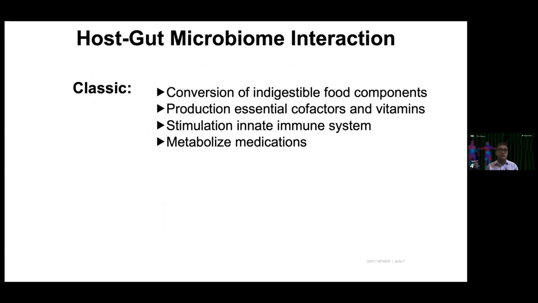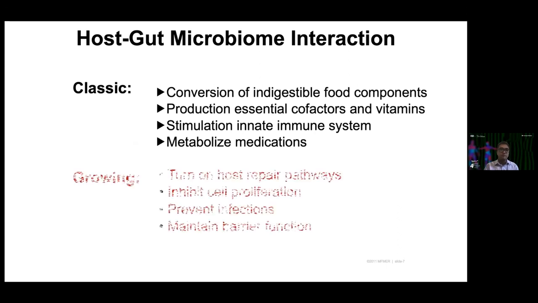This is really old news, that the microbiome within our gut is essential for converting indigestible food components and producing essential nutrients that we need. It's responsible for stimulating the immune system and metabolizing certain medications, right? Medications that work better orally than intravenously, almost all of them have been revealed to be metabolized by the microbes. And that's why they need to be taken orally. And we're growing an appreciation for many more things that are happening right now with the microbiome in our bodies.